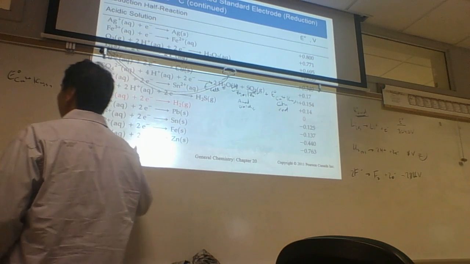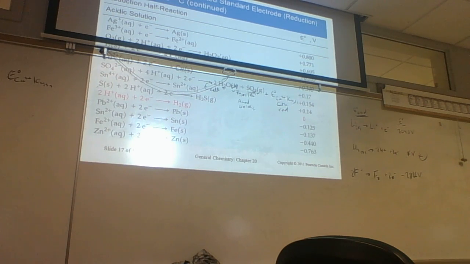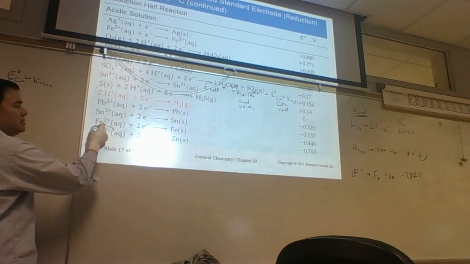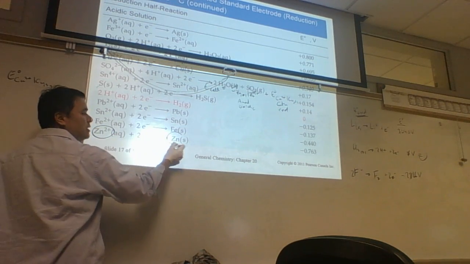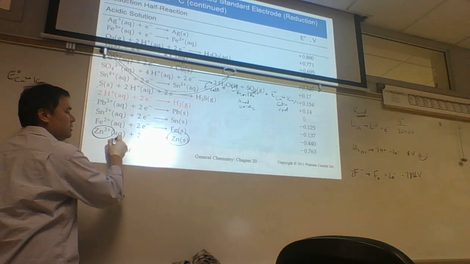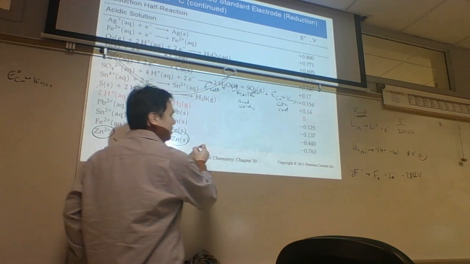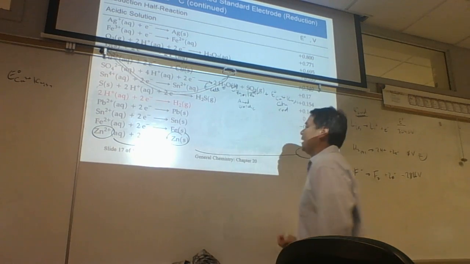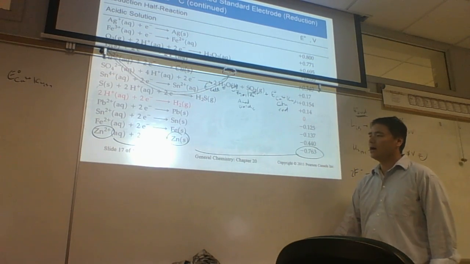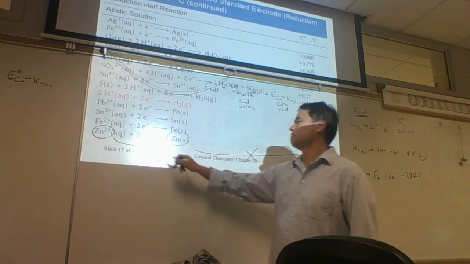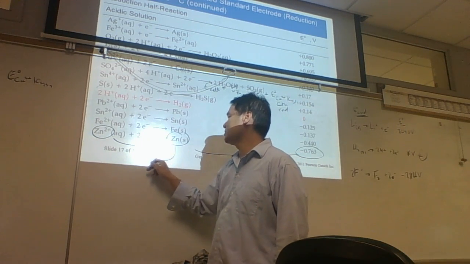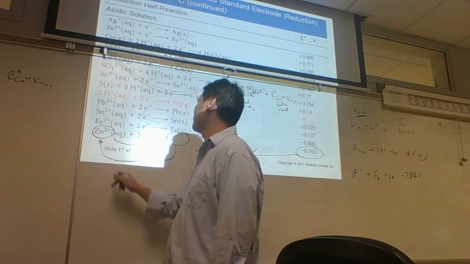Negative 0.763, is that the right one? Because what we're looking at is Zn goes to Zn2+. This is the couple we want. But when I look at this, this is Zn2+ goes to Zn. Zn2+ goes to Zn is negative 0.763. I don't want that. I want Zn solid goes to Zn2+.